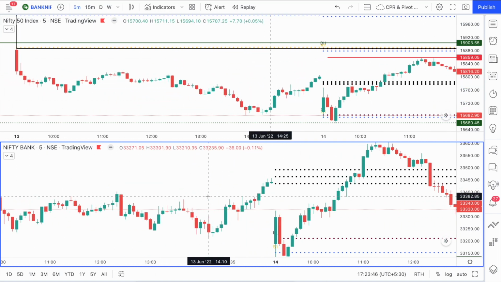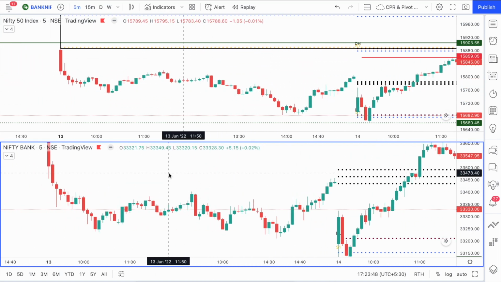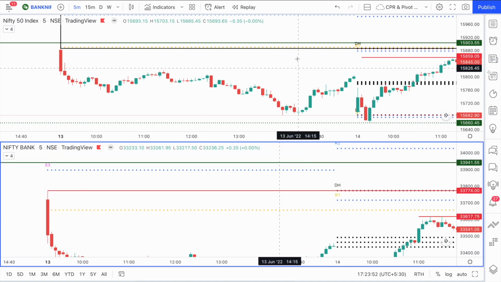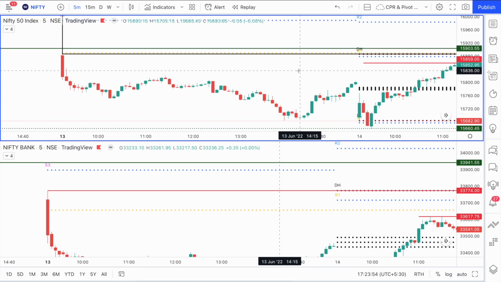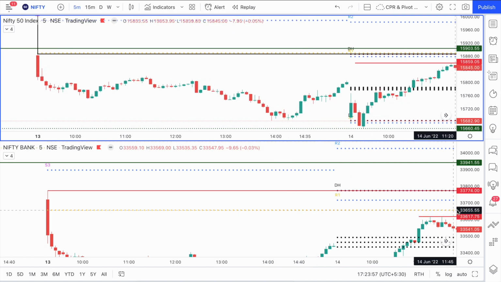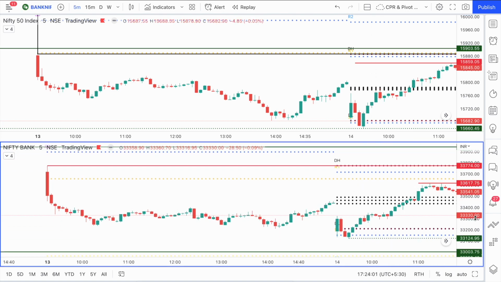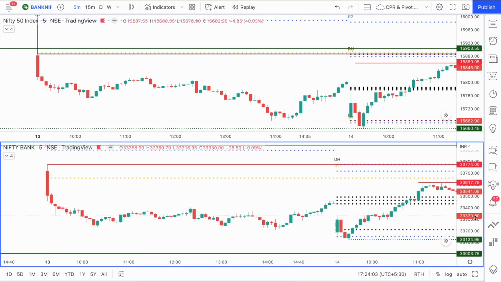Okay, what happened on the 13th? We saw that 13th opened gap down and we had a massive gap down in both Nifty and Bank Nifty, and then we saw that the day really fizzled out. It really did not go anywhere and it went pretty much sideways the entire day, and there was really no particular entry point on that day.